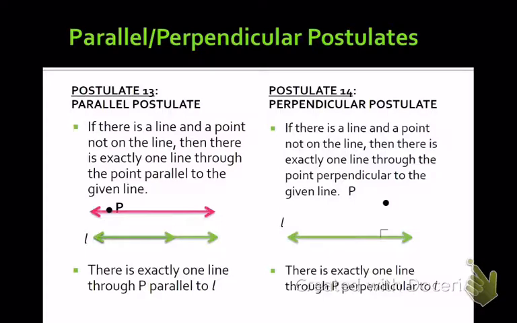Same thing with perpendicular. If you draw a line and then put a point that's not on the line, like this, line L and point P, then there's exactly one line that goes through P that's going to be perpendicular to L. Okay, that's what these two postulates say. Fairly obvious, but we acknowledge them so that we can possibly use them later.